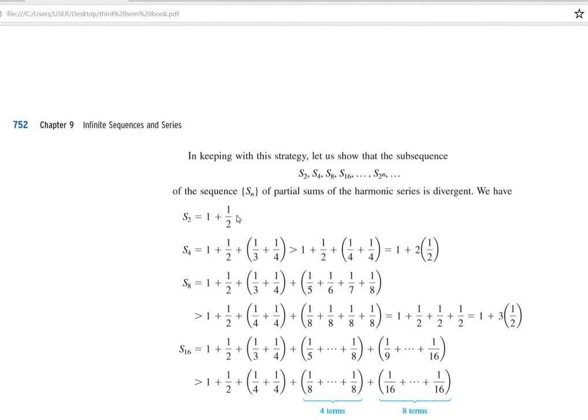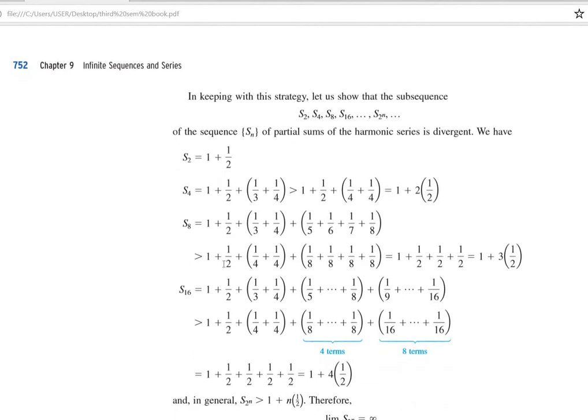Then S2 means 1 plus 1 by 2. S4 is 1 plus 1 by 2 plus 1 by 3 plus 1 by 4. I can write this as 1 plus 1 by 2, keeping that as it is, plus 1 by 3 plus 1 by 4, which is greater than, since 1 by 3 is always greater than 1 by 4, 1 plus 1 by 2 plus 1 by 4 plus 1 by 4, which is 1 plus 2 into 1 by 2.